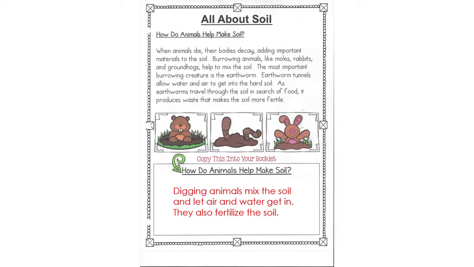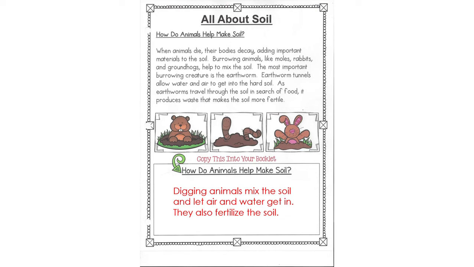Ew, kissing a worm. All right, so how do animals help make soil? Well, they help to make the soil because when they die, their bodies decay, which is another word for rot, and that adds important materials to the soil. So an insect that's in the soil, it will die and it will decay, and that gives nutrients to the soil.